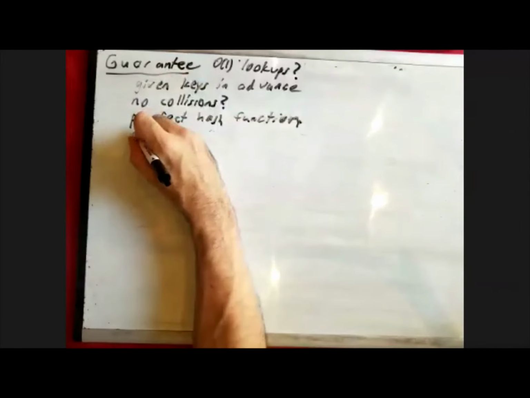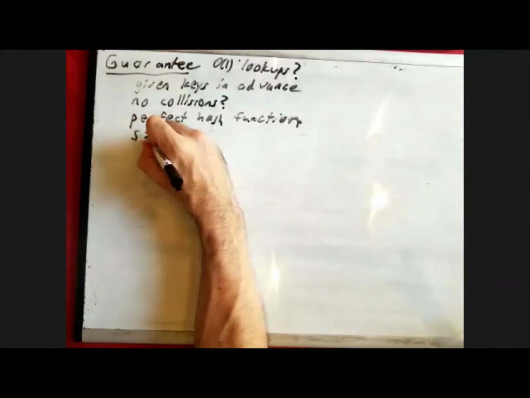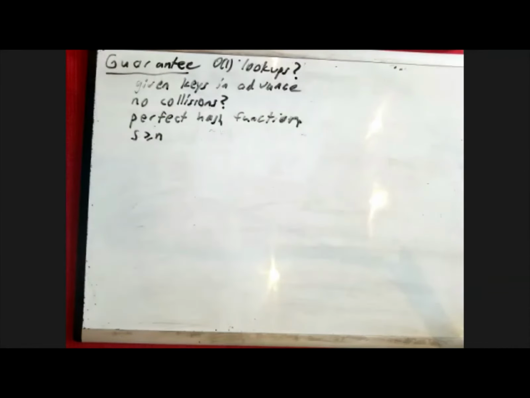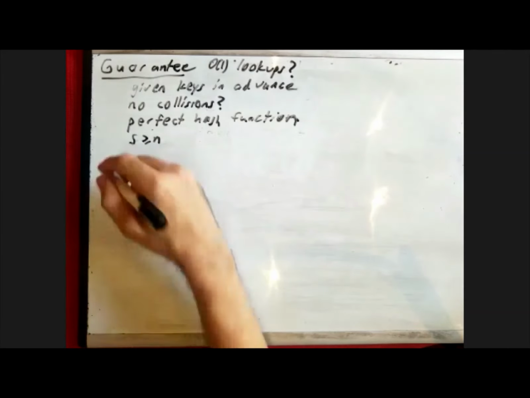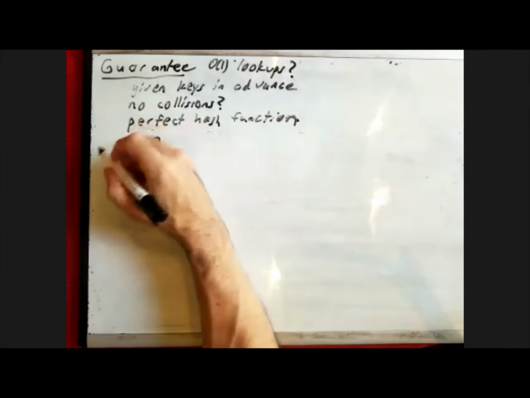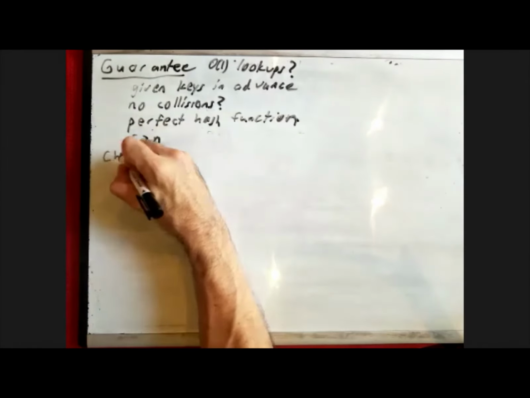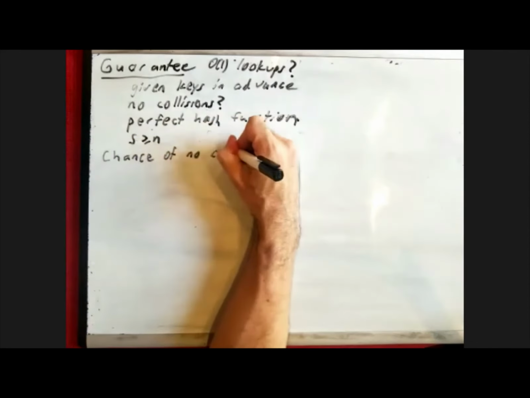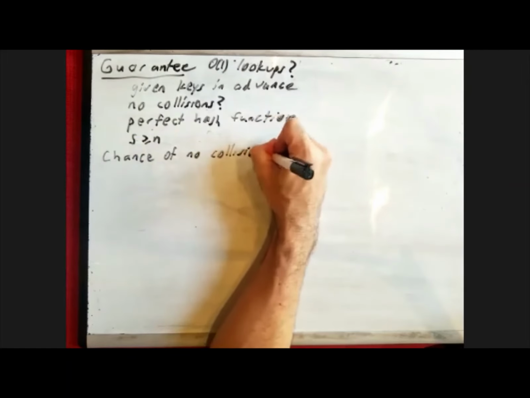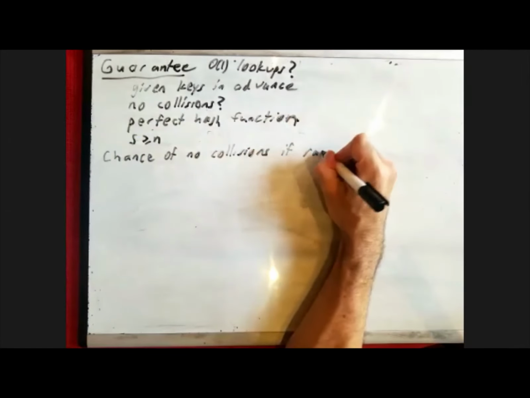Now, obviously, if we want a perfect hash function, the space is going to have to be larger than the number of keys. But nothing that we've done yet lets us get a perfect hash function for any space at all. So let me creep up on this notion of a guarantee. Let's talk about the chance of no collisions if we use a random hash function.